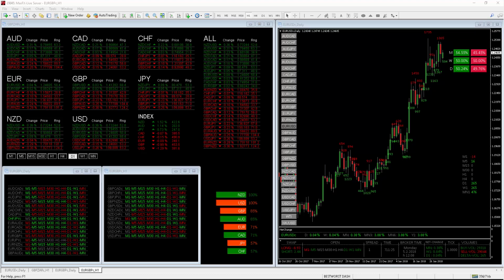Today is Monday, February the 5th, and it's 11 in the morning. Let's see how the Forex market is performing through the index grid of our best and worst dashboard.